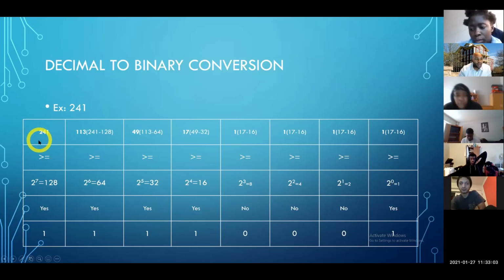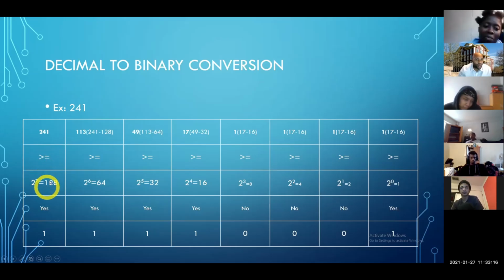The first thing you ask is: is 241 greater than or equal to 128? If it is, our first number is a 1. If it's not greater than that, which we'll do in the next example, it would be a 0. Then you subtract this 128 from 241. So what is our remainder? Our remainder is 113. We ask, is 113 greater than or equal to 64? We put a 1. Then what is our remainder after we take that out?